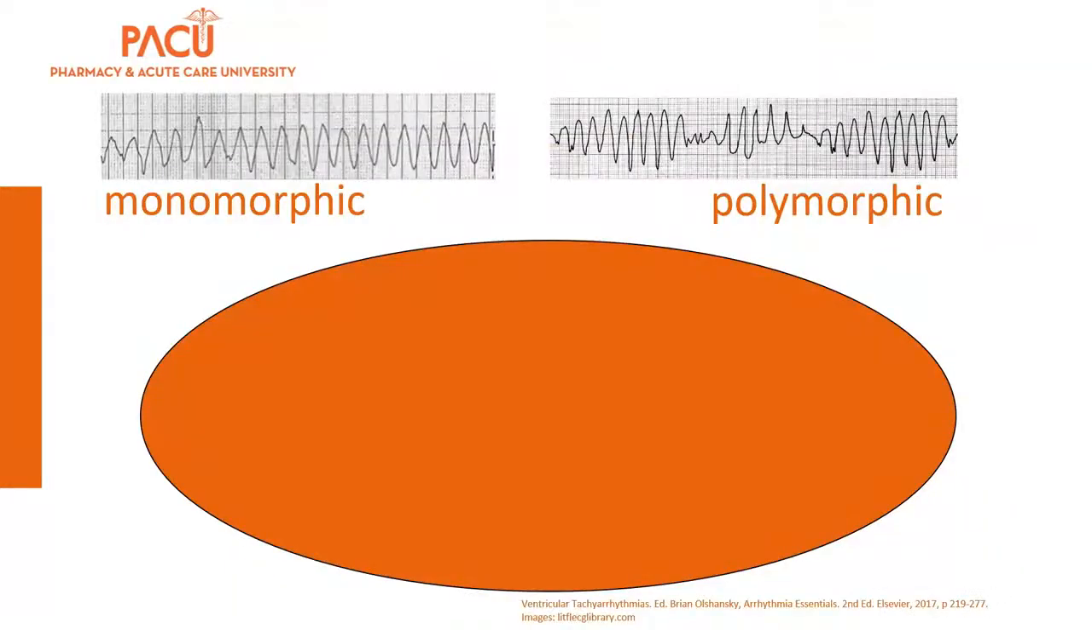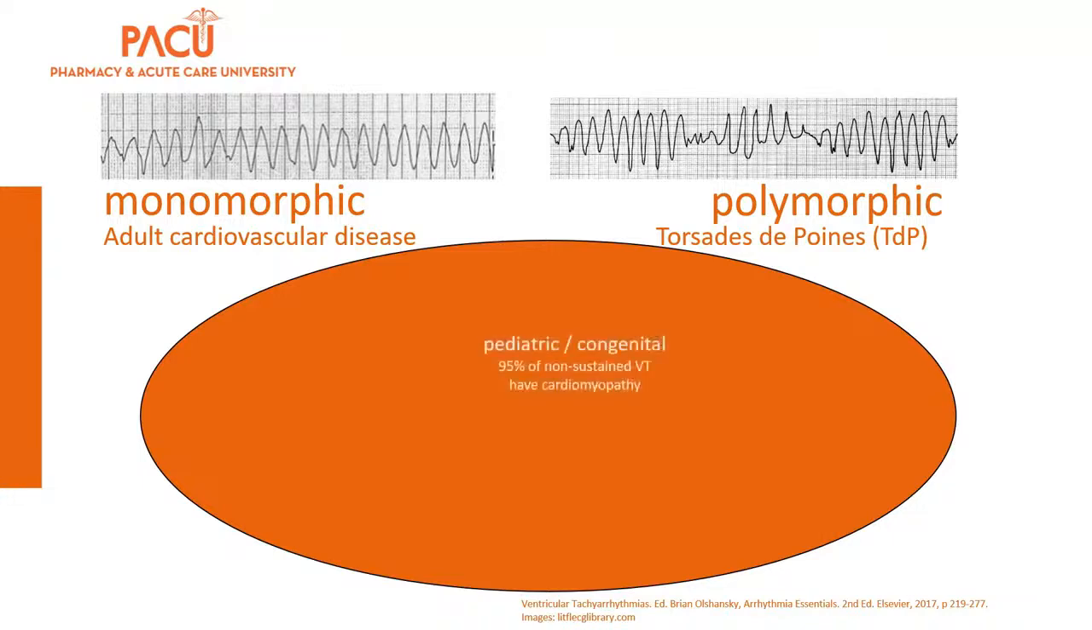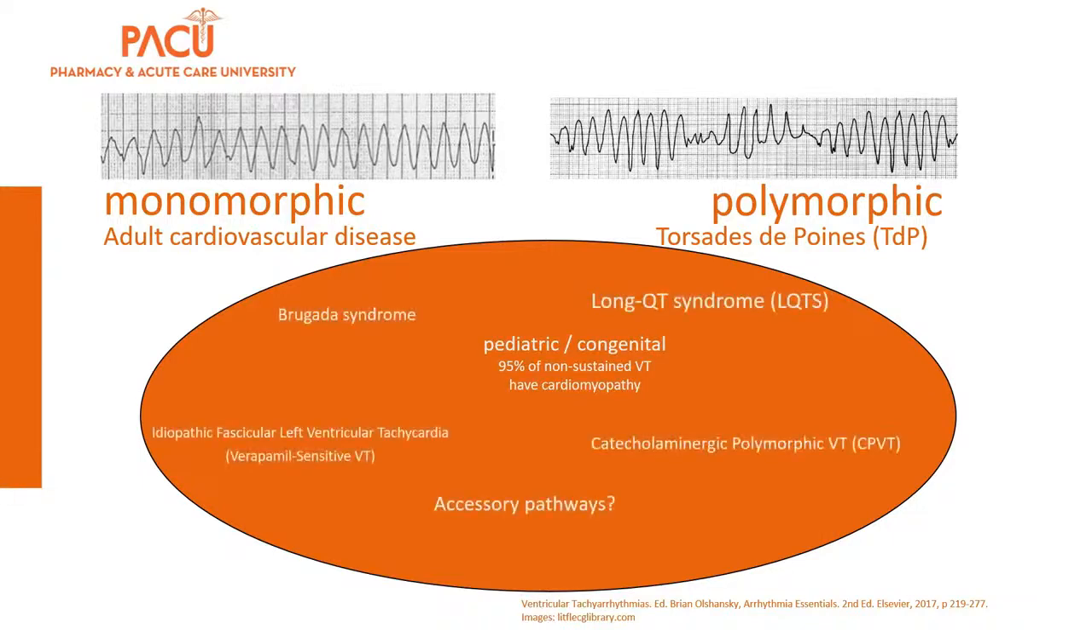So as I mentioned earlier, ventricular tachycardia can be monomorphic or polymorphic. Monomorphic VTach is generally a result of adult cardiovascular disease, specifically myocardial ischemia or heart failure. While with polymorphic VTach, we're most commonly talking about torsades. Then we have these oddball etiologies like Brugada, catecholaminergic polymorphic VTach. These are largely genetic in nature and represent a minority of the VTach that we see.